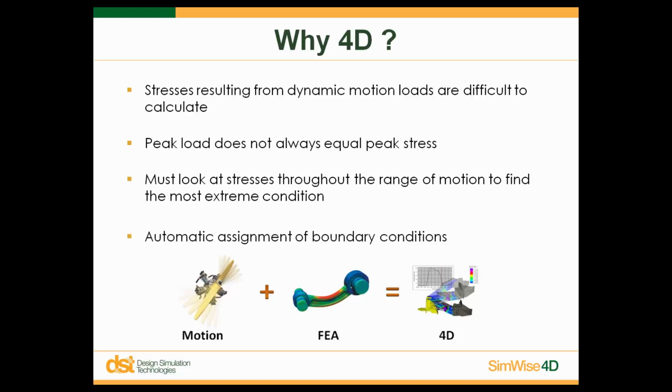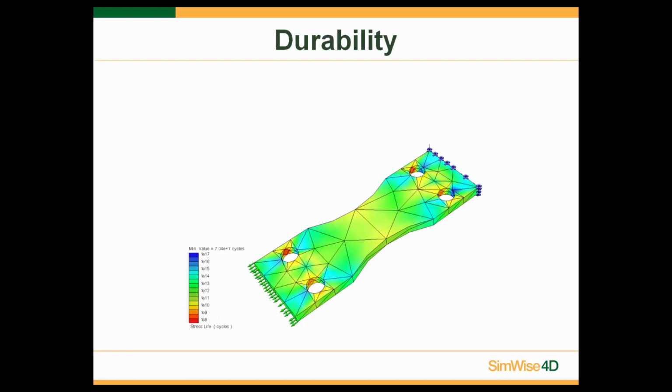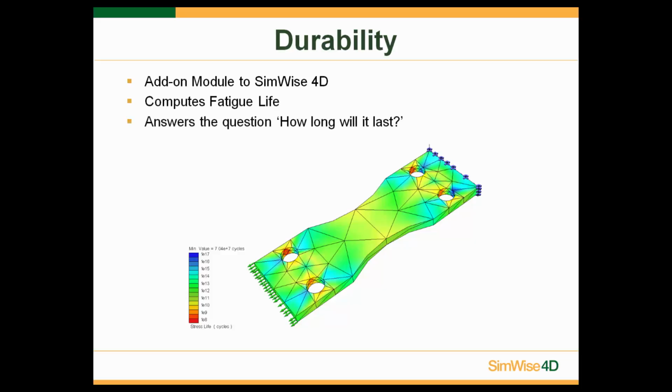So you might need to look at the stresses through the entire range of motion to find that most extreme condition. And automatically assigning those boundary conditions really helps the user prevent making the mistake of misapplying the wrong value, the wrong direction, and importantly, the wrong type of load as well. The SimWise durability module, excuse me, is an add-on to the SimWise4D product, and it allows you to calculate the fatigue life of your parts.